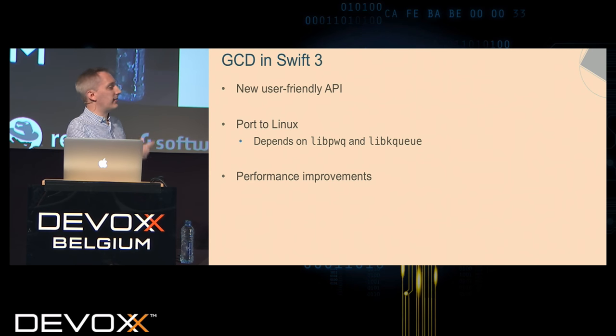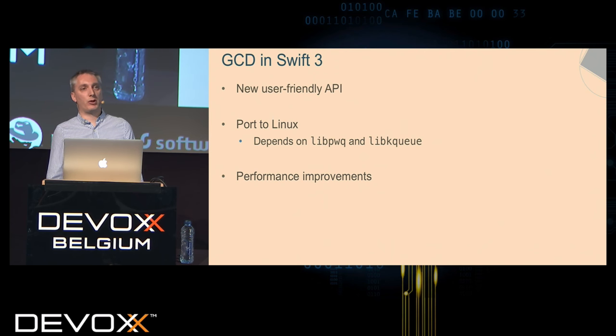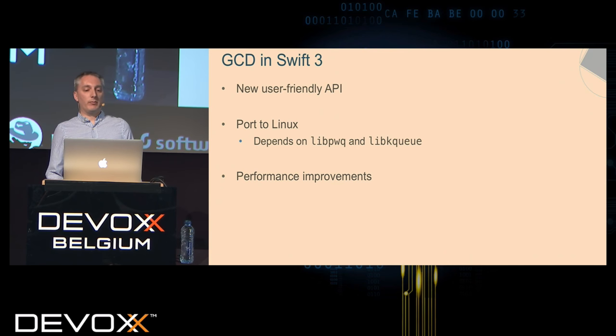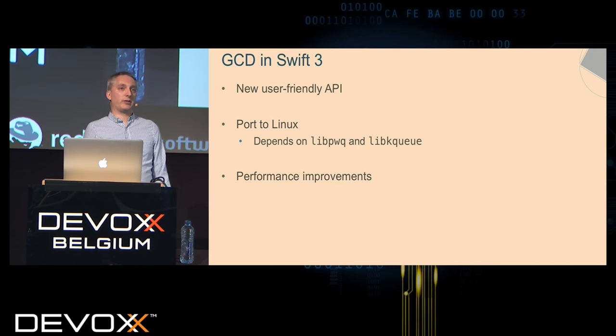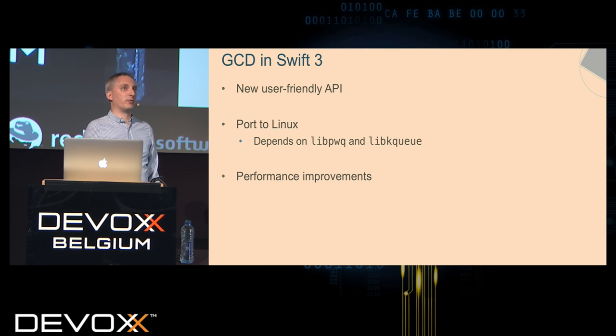Also new in Swift 3, that API I just showed you is a new friendly API. It used to be pretty horrible to work with, but the new API came in Swift 3. And we've also been working to enhance the performance of Grand Central Dispatch as part of the Swift 3 release.